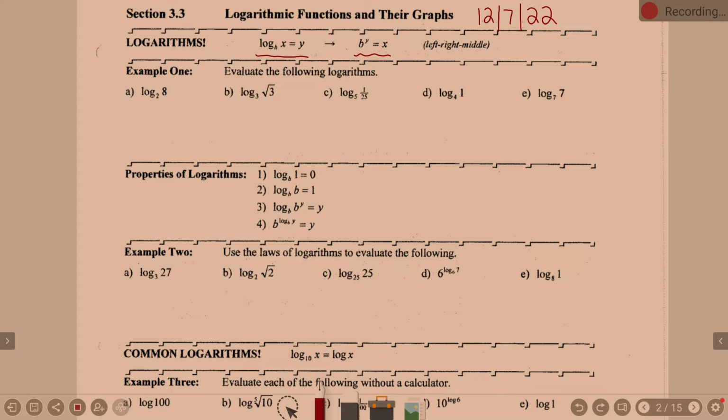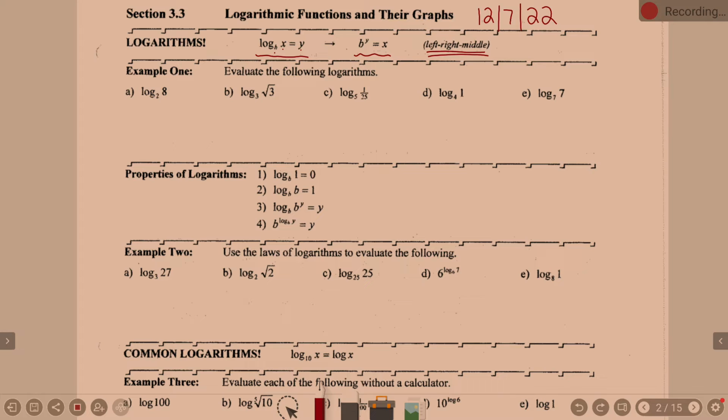This is where the phrase left, right, middle comes into play. Okay? It's just a helpful reminder phrase, and it will help me get from log form to exponential form. So the idea of left, right, middle is b is my left value, raised to y, my right value, equals x, my middle value. So b to the y equals x. Left value, right value, middle value is the order I rewrite them in.